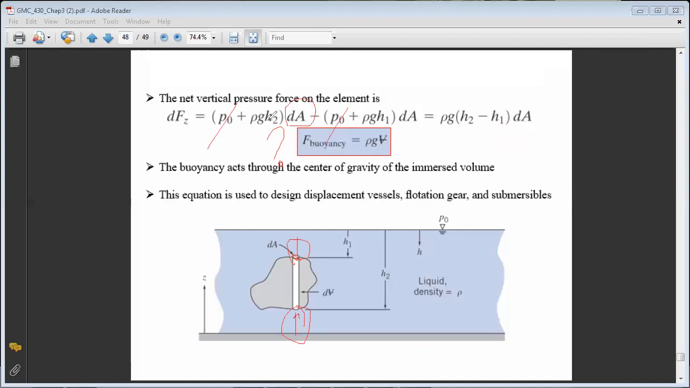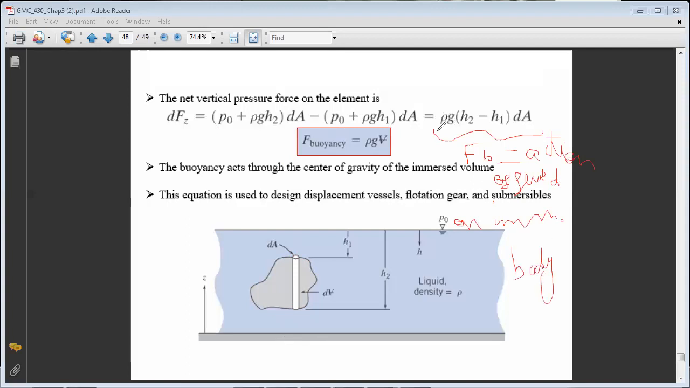If I take into common dA and rho g, what do I get? I get that this buoyancy force represents the action of the fluid on my control volume. This is the definition of buoyancy: the action of a fluid on a submerged body, or on an immersed body. It's equal to rho g times H2 minus H1 times dA.